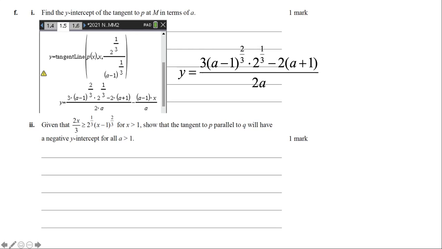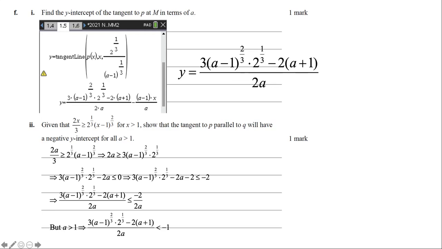The next part is incorporated with part 1. Given that 2x over 3 is greater than or equal to 2 to the power of 1 over 3 times x minus 1 to the power of 2/3 for all x greater than 1, show that the tangent to P parallel to Q will have a negative y-intercept for all a greater than 1. So this bit is a given useful condition for you to use, and you want to prove that this expression is less than 0. So how could we do that?